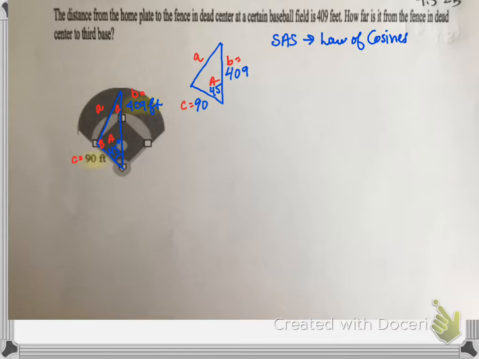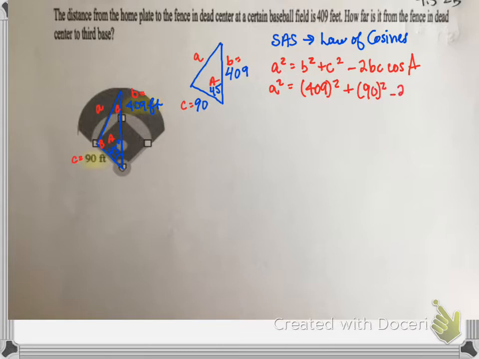Okay, so if I'm looking for A, I'm going to use A squared equals B squared plus C squared minus 2BC cosine of angle A. All right, so let's plug and chug. A squared equals B is 409. We're going to square it. Plus C, which is 90 feet. We're going to square that. Minus 2 times 409 times 90 times cosine of 45 degrees.